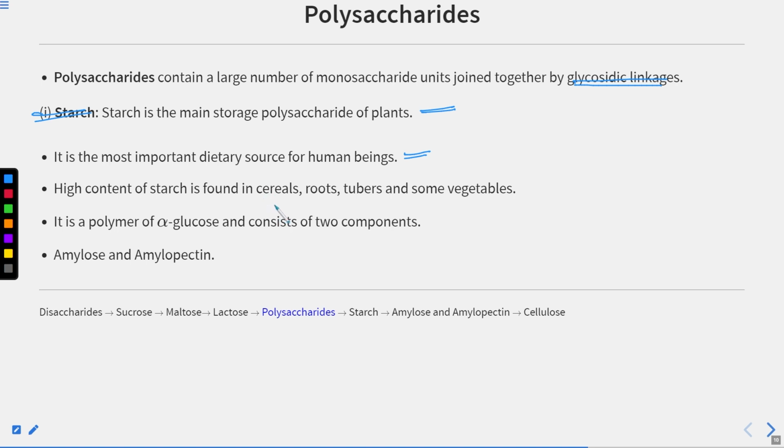Now a high content of starch is found in cereals. So the plants that contain starch include cereals, roots, tubers, and some vegetables. And it is a polymer of alpha glucose and consists of two components. What are those two components? Amylose and amylopectin. We will see what amylose and amylopectin are. They are also polysaccharides, just the two components of starch.